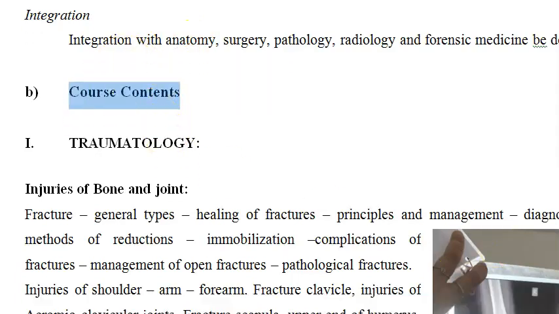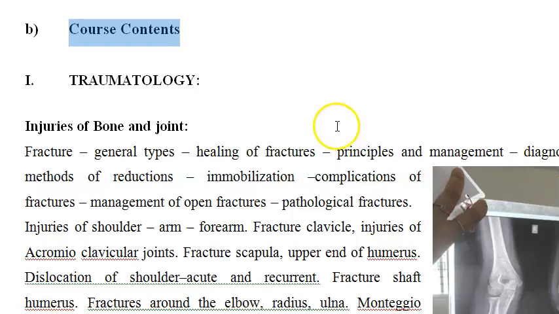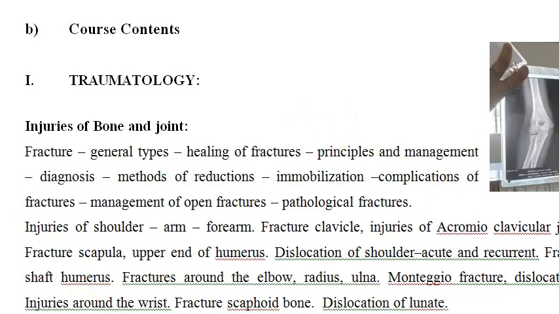This is the actual syllabus, guys, for you. So look at the actual syllabus now. We are going into the details now. Traumatology, injuries to bone and joint. So you should know about fracture, the types of fractures, the healing of fractures, how they heal, the principles and management. How will you manage a fracture, the diagnosis, the methods of reduction, immobilization, complications of fractures, management of open fractures, pathological fractures, all these you should know.